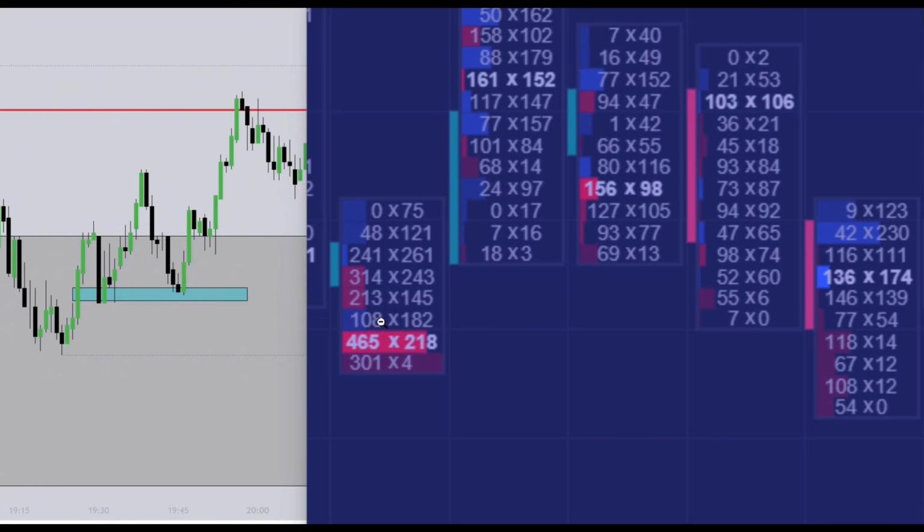Now, the left number represents the bid. This is the aggressive sellers, right? The right number represents the ask. Those are aggressive buyers, right? Same with 301 for 4. So 301 for 4 means there's significantly more aggressive sellers than buyers. So what that means is that sellers are aggressive, right?